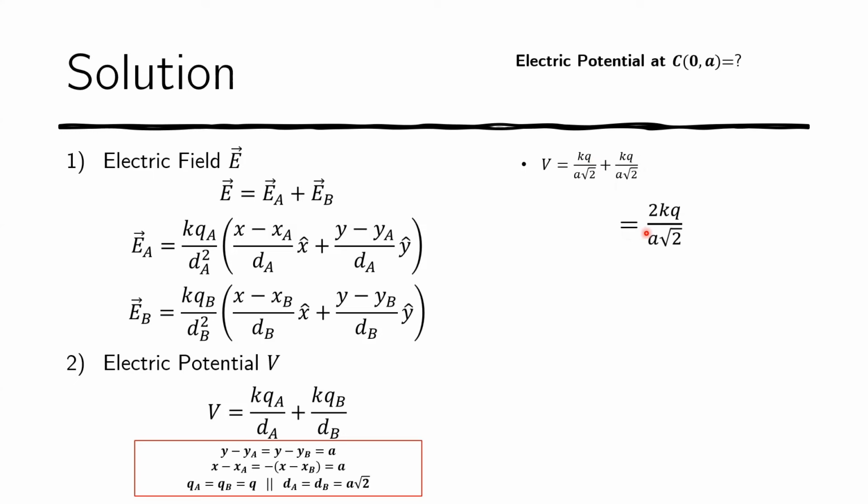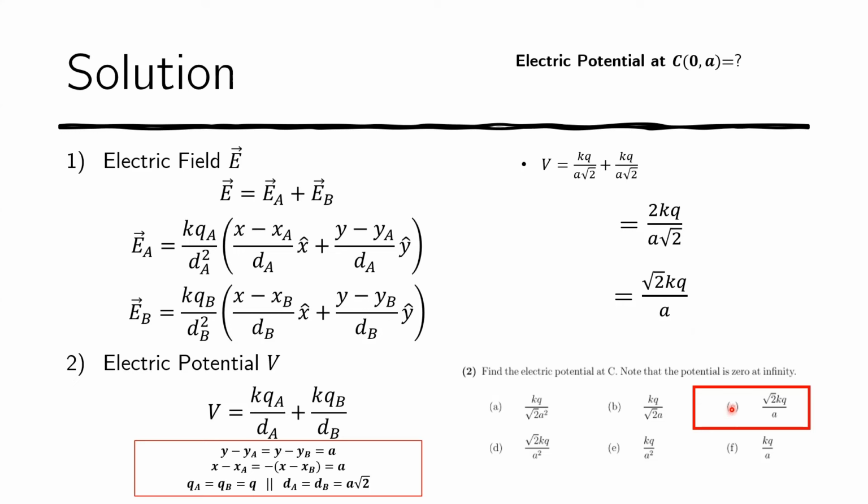Now we just add them together, we obtain this. It's just twice kq over the square root of 2. Then 2 divided by the square root of 2 is just the square root of 2, and nothing in the denominator. And so this would be the correct answer.